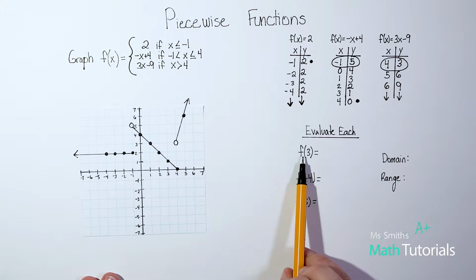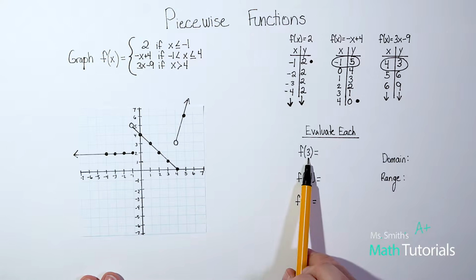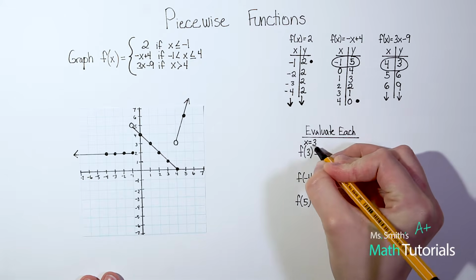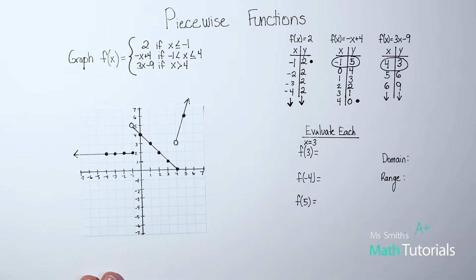Okay, so when they say f of 3, that they want you to evaluate it, what they mean is that when this is normally f of x, right? And what have they put in the place of x? Well, they've put a 3. So since they put a 3, what this really means is that x equals 3.